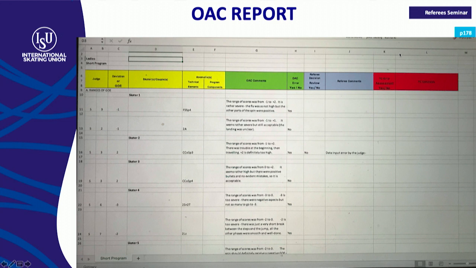Just one thing: you will not receive the document with the OAC comments. So you have to fill in your part, the OAC will fill in their part, because the time is the same in which you are preparing the referee report and the OAC. So the technical committee receives these two combined, and after that the technical committee puts in the last column. So as a referee, you will not have the comments of the OAC.